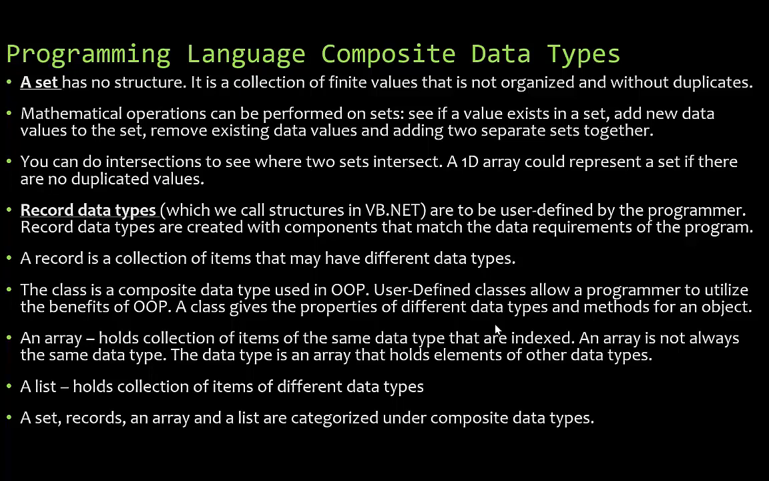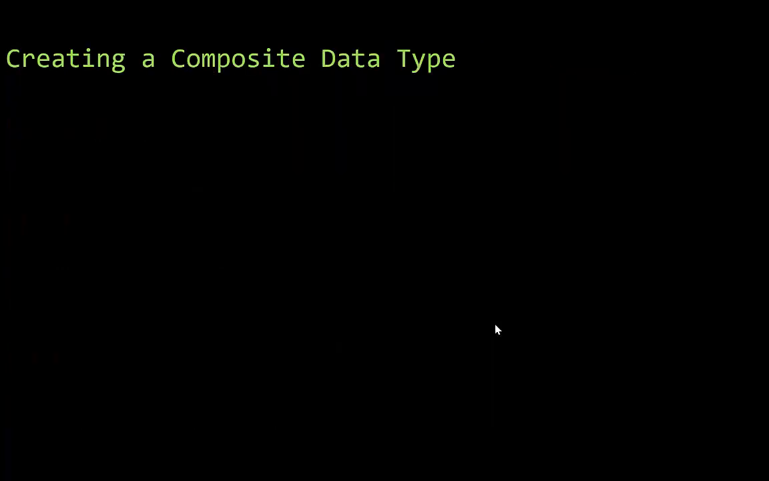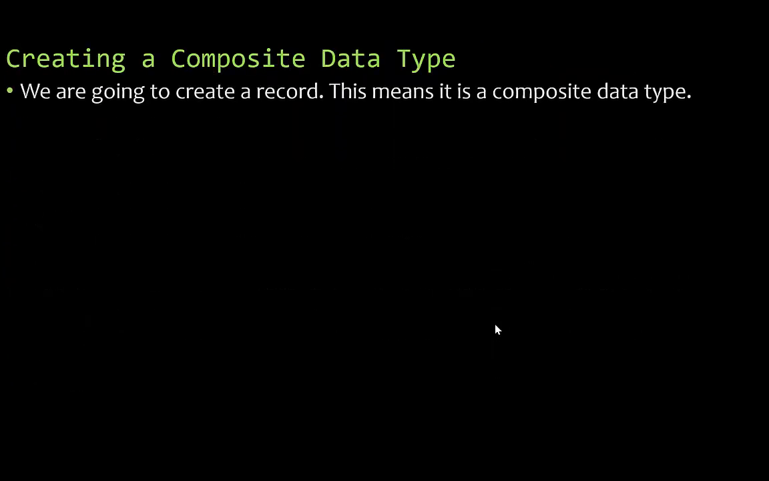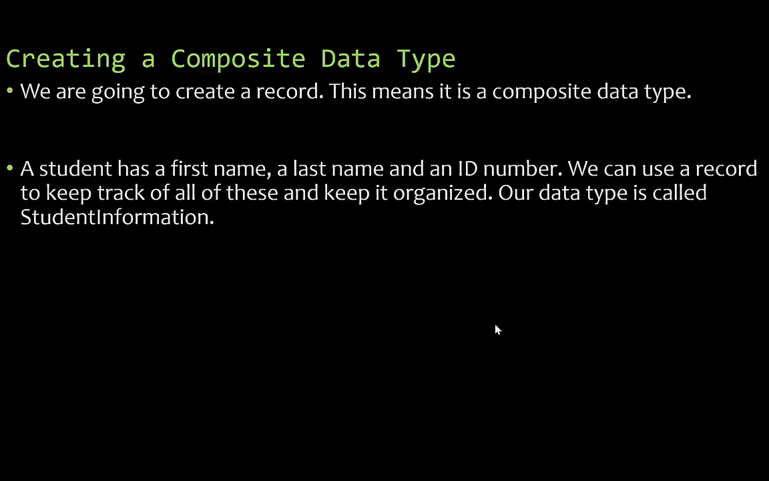You can do a record, which refers to more than one data type, an array, which is a data type that holds elements of other data types, and a list holds a collection of items of different data types. So we're going to create a record, and this means it's going to be a composite data type. A student has a first name, a last name, and an ID number. We can use a record to keep track of all of these and keep it organized. Our data type is called student information.